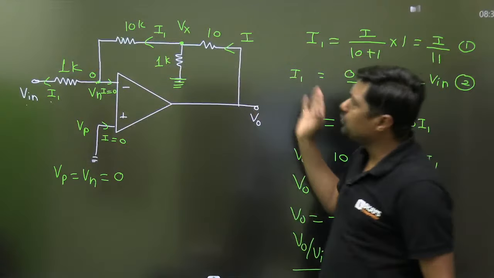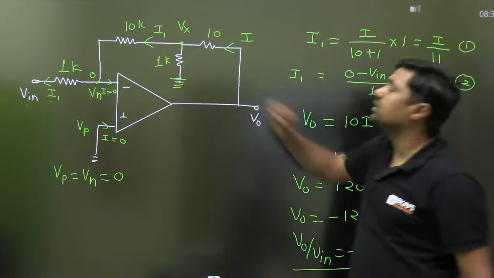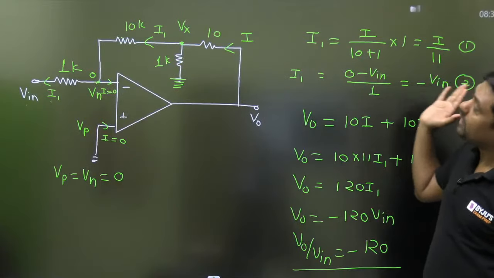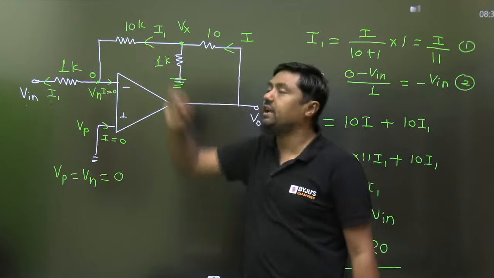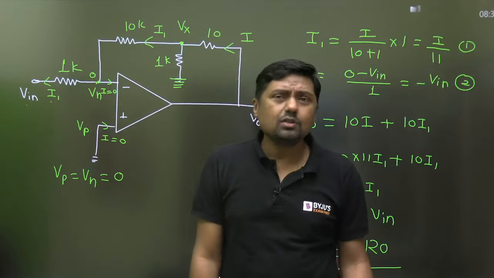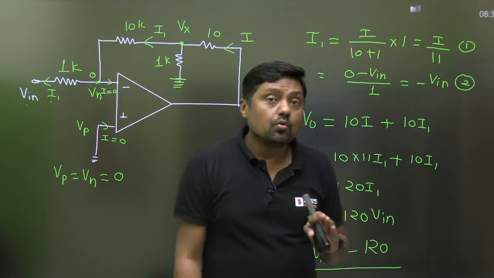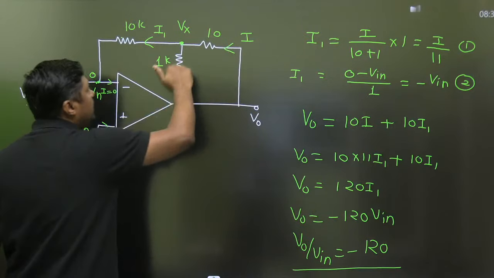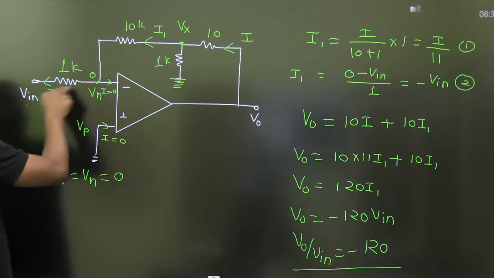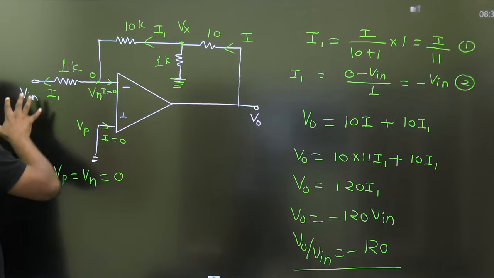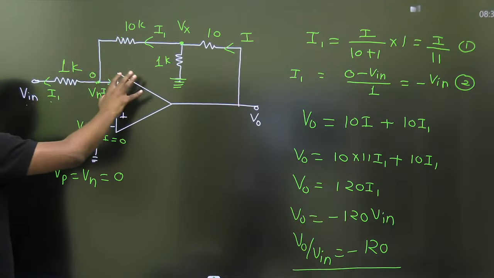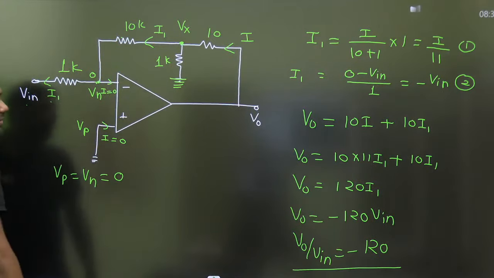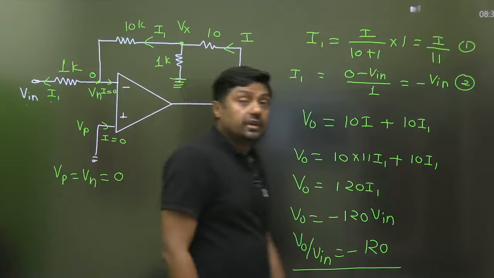So from left to right, we can't consider 10 kilo ohm and 1 kilo ohm in parallel. But from right to left, we can consider 1 kilo ohm and 10 kilo ohm in what? Parallel. We are not calculating the RF. I am giving you a different approach. This I will divide into 1 kilo ohm and 10 kilo ohm. The same current will pass through this, and then we can use the current division rule, and we are getting the same answer, that is what? Minus 120.